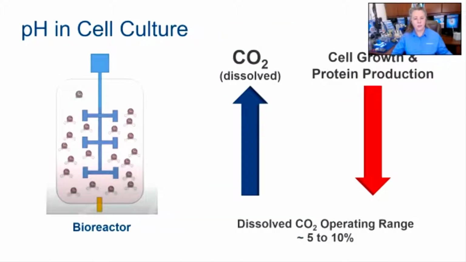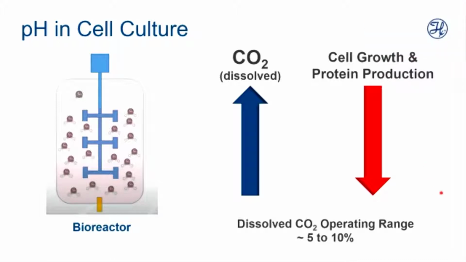Okay. And in culture, you've got a bioreactor here, and you've got everything floating around. As your dissolved CO2 increases, you tend to see a decrease in cell growth and protein production. The ideal operating range for CO2 for a typical cell culture is between 5 and 10%. Any dissolved CO2 above 20% can actually cause detrimental effects to cell growth and to protein production.